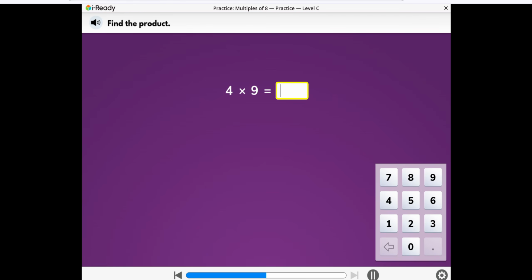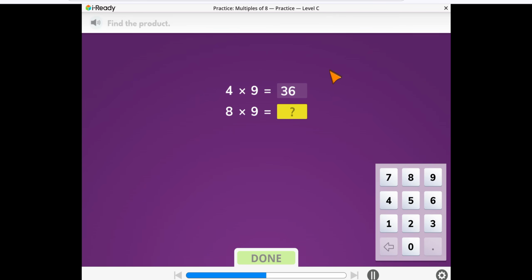Equals 36. 4 times 9 equals 36. Find this product.